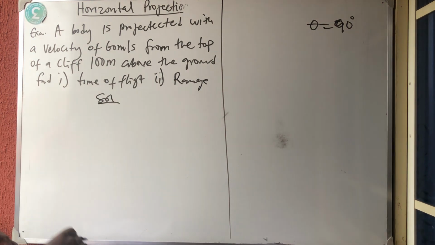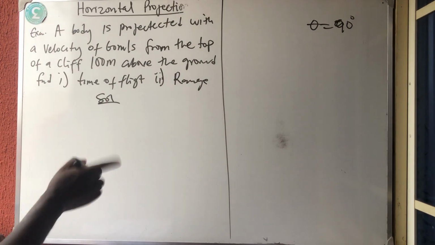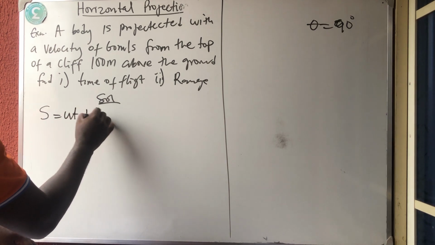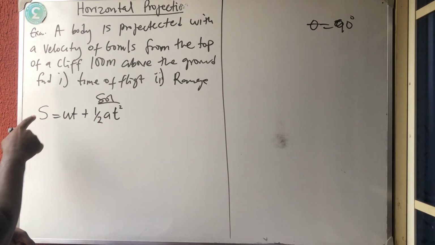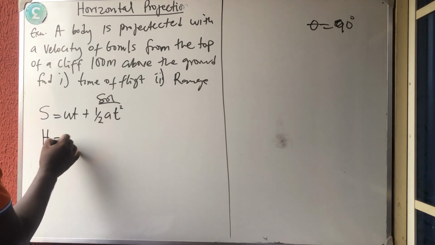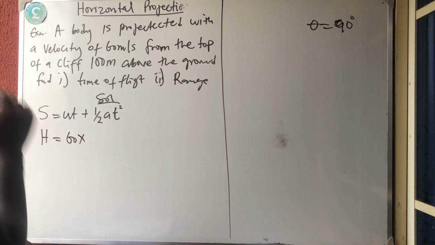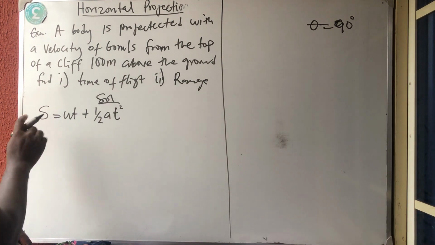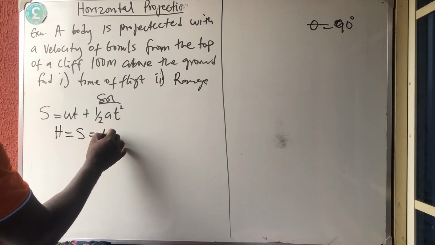Solution. Now, if you cannot remember those formulas, just know that whenever a body is being dropped from on top of something, the only formula we are using is the third equation of motion. We say that S is equal to ut plus 1 over 2 at squared. So our height h is equal to... we are looking for the time, we don't know the time, but they gave us the height. So our s, our h, is 100 meters.